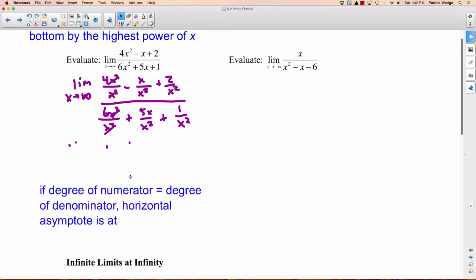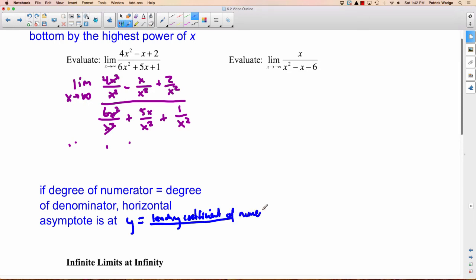If the degree of the numerator equals the degree of the denominator, just like we have here, degree 2, degree 2, the horizontal asymptote is at y equals leading coefficient of numerator over leading coefficient of denominator. Why is that going to be?